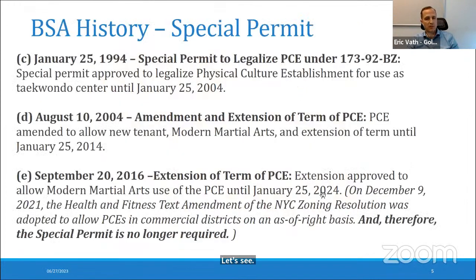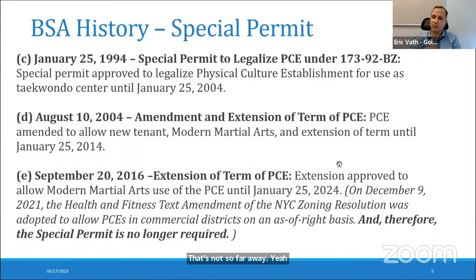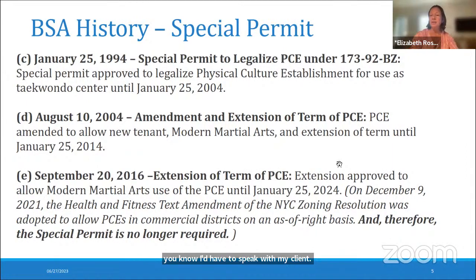Their term goes until January 2024. I know their lease runs through at least that amount. That's not so far away. Yeah, to be honest, I did not expect that question, but I'd have to speak with my client. I think that would be an important consideration, at least for me.